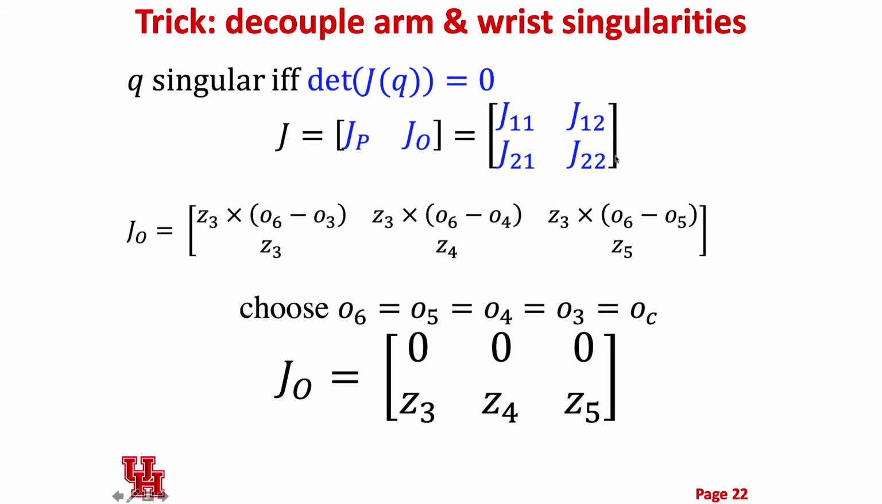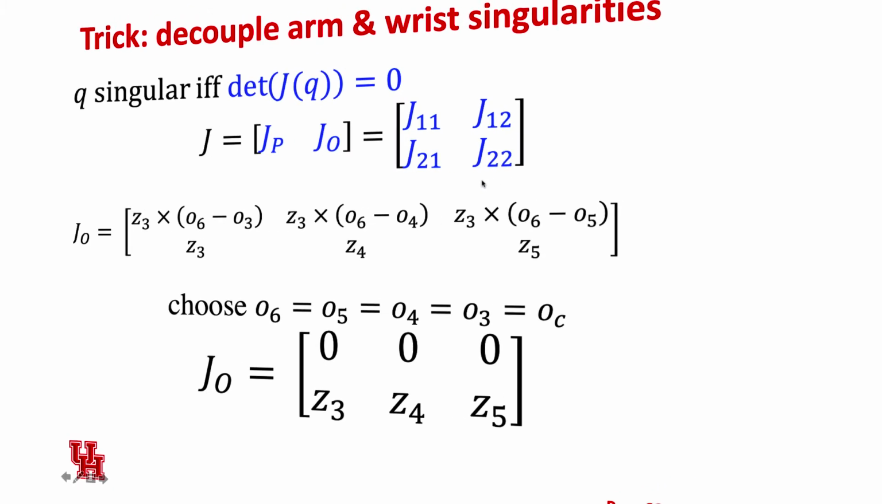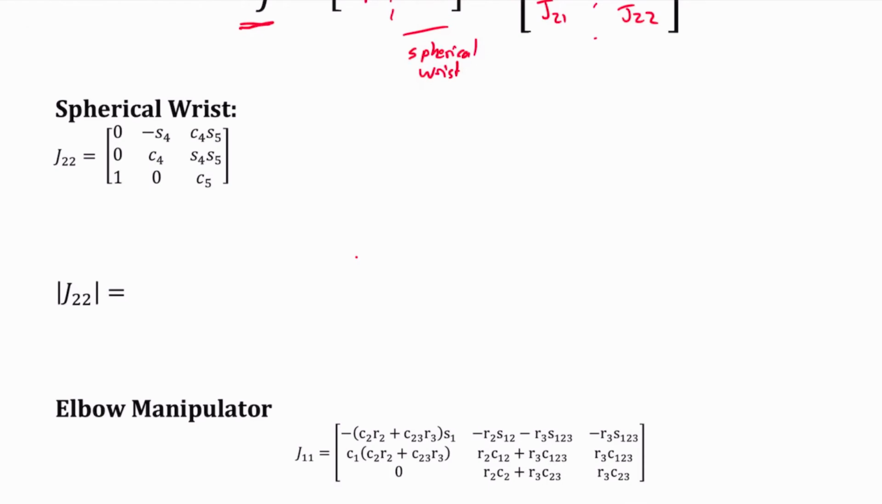If we grab this J22 and look at where the singularity is, when I take the determinant of this, I can expand along any column or any row. I want to expand along this column because it's only got one entry in it. So it's going to be plus the first entry minus the second entry plus the third entry. We only have to do the third entry. That's 1 times the determinant of this matrix right over here. So that's going to be negative S4 times S4 S5 minus C4 times C4 S5.